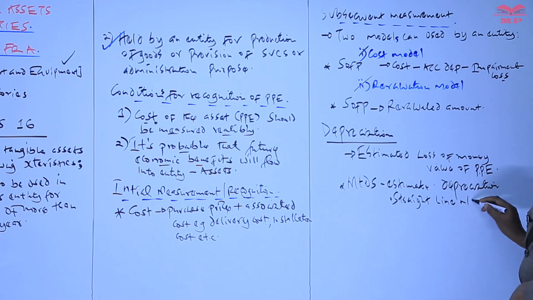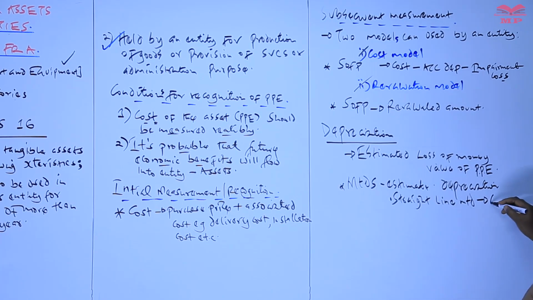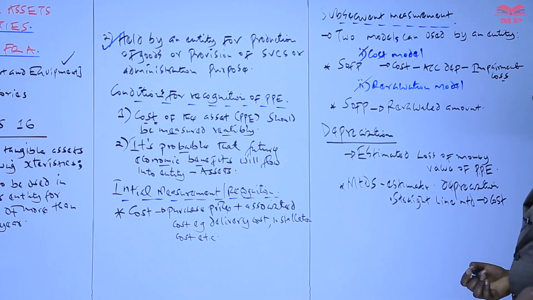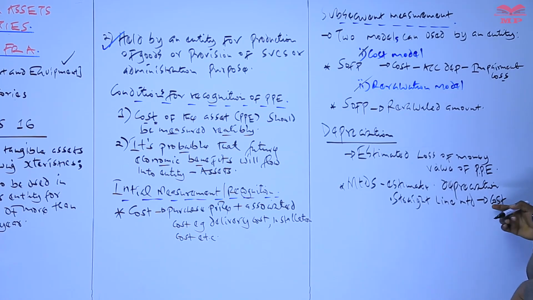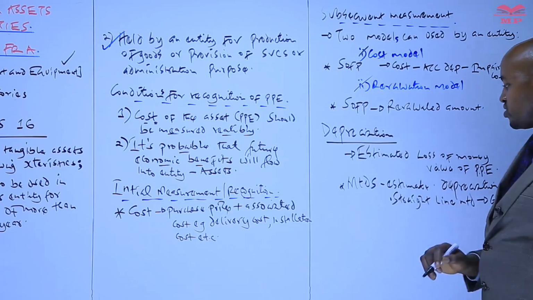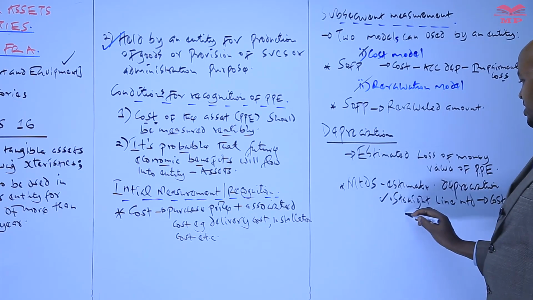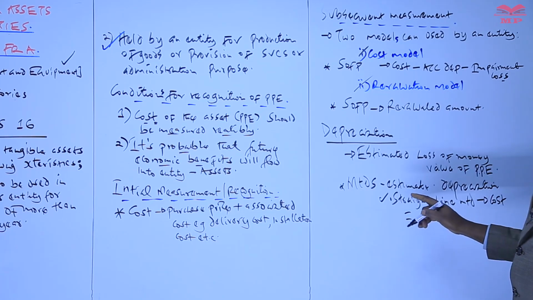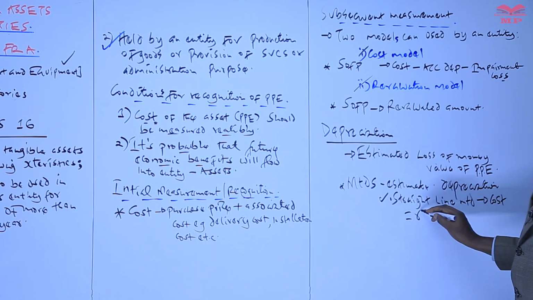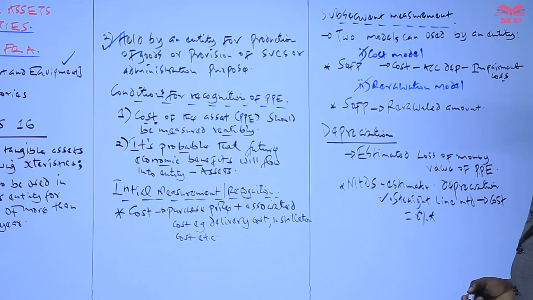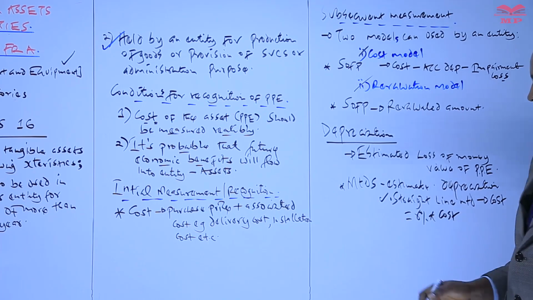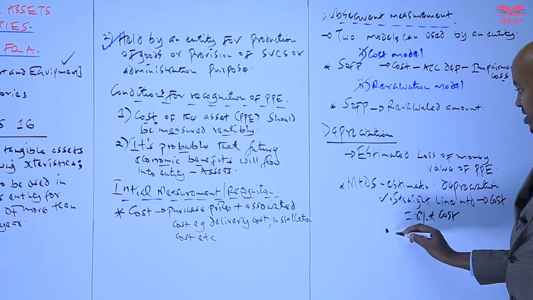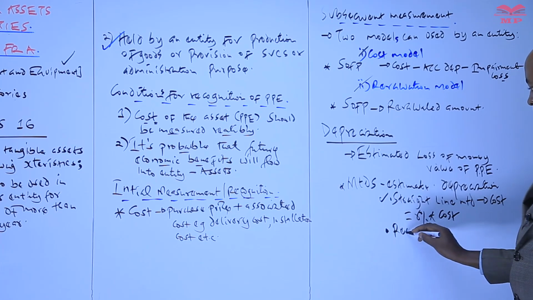So under this particular method, the straight line method, the depreciation of the asset is computed based on the cost. What that means is that for you to compute the depreciation of the asset under this method, you will always be given the rate of depreciation, and then you multiply that with the cost.